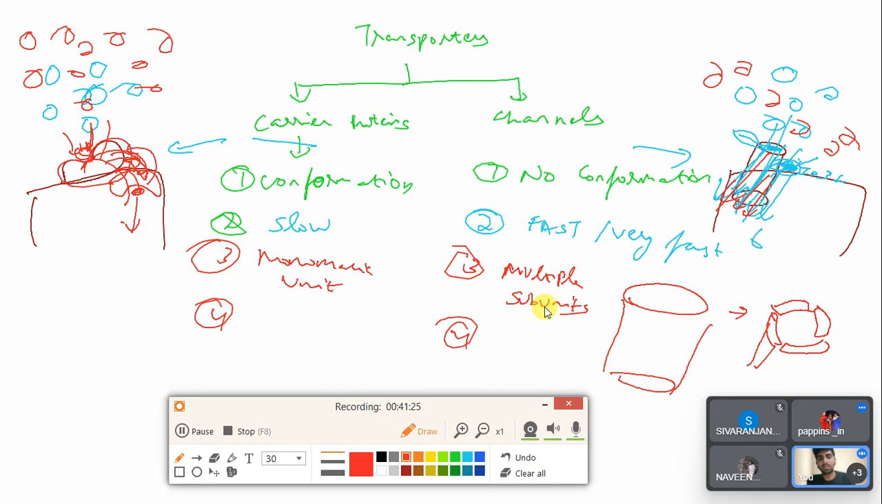Yeah, the concept was simple. A carrier protein will saturate fast. This is saturable, it gets saturated very fast, because it has to do a lot of work. It has to move from one conformation to another conformation, everything.